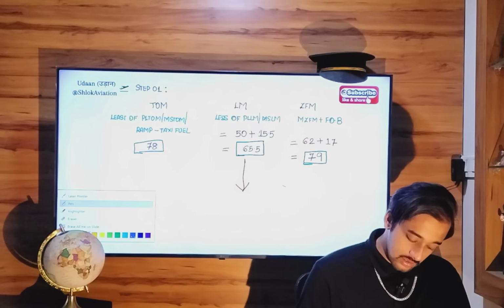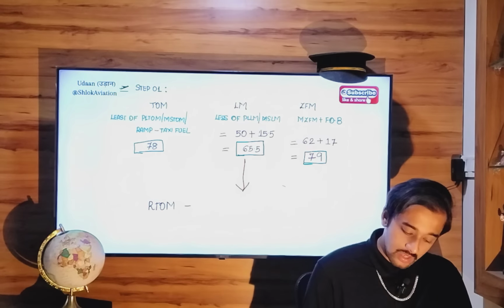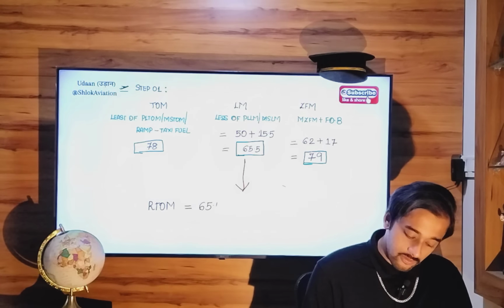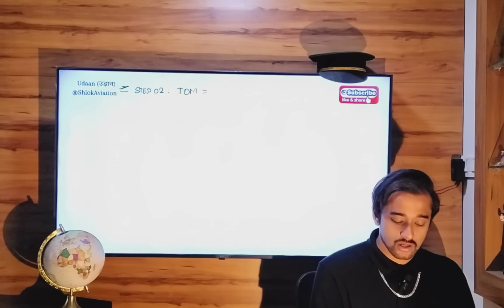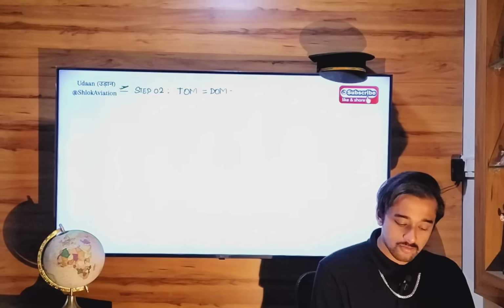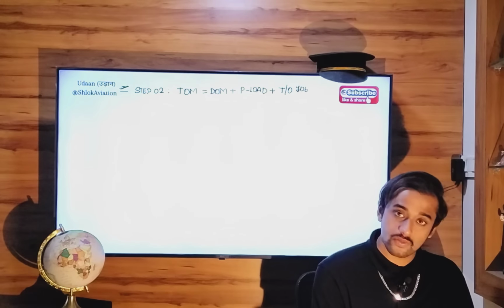Therefore, regulated takeoff mass equals 65 decimal 5 or 65,500 kg. Step number 2: use your formula. Takeoff mass equals DOM plus payload plus takeoff fuel or fuel on board, right?